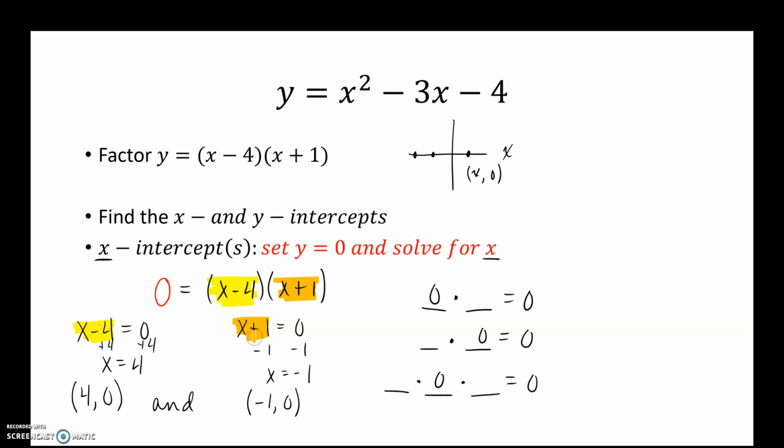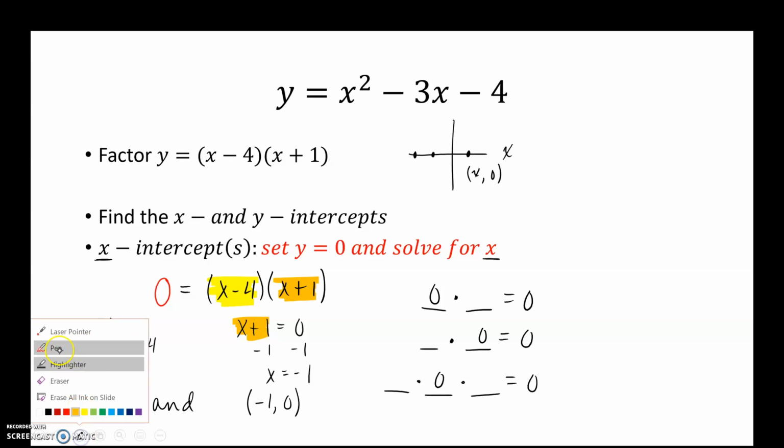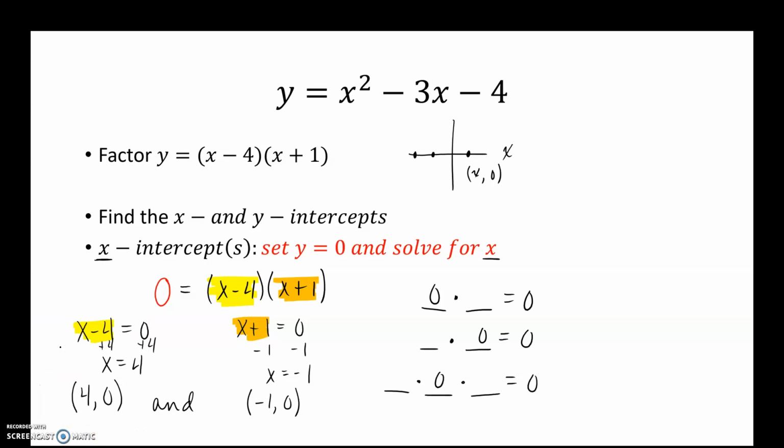Okay, so each factor gets set equal to 0 and solved for, because that's going to give me my 2 points that I could cross over the x-axis. And I shouldn't say could. They're my 2 points where I will cross over the x-axis.